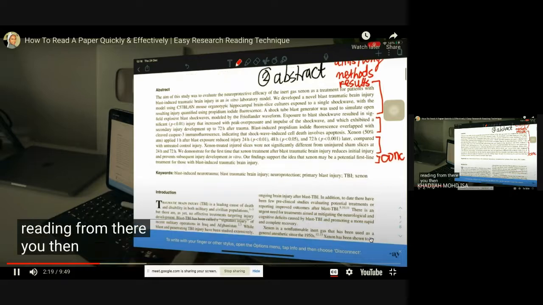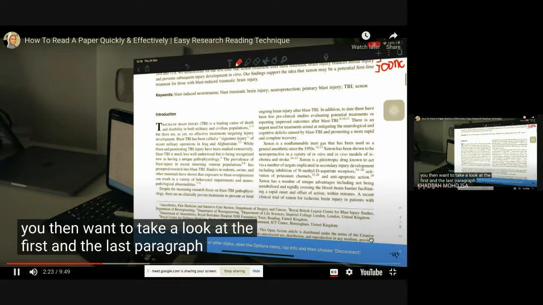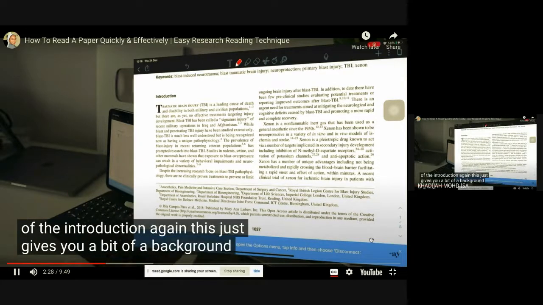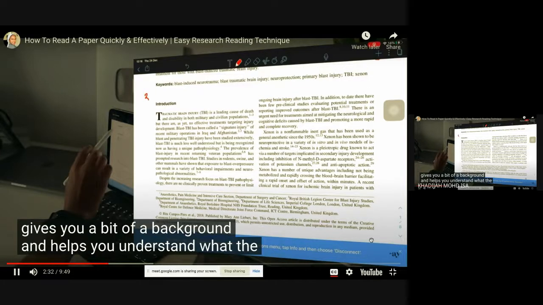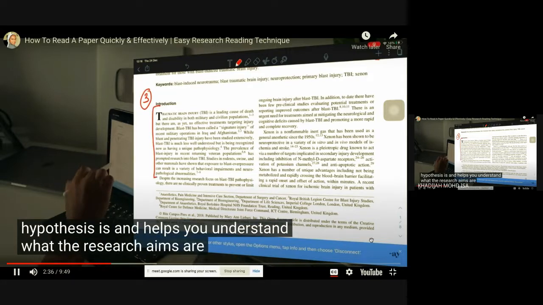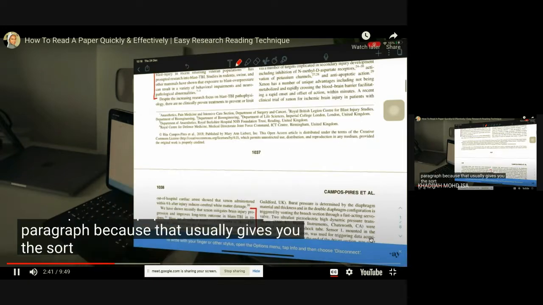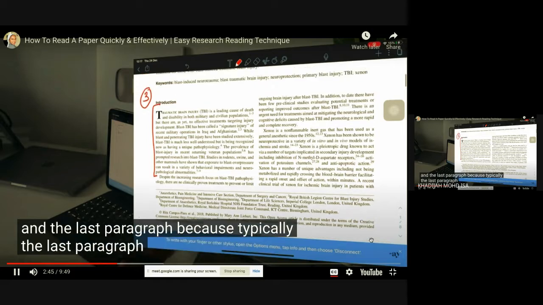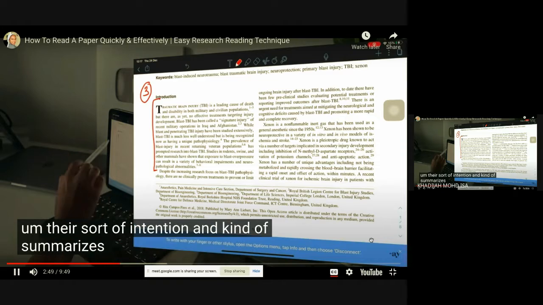You then want to take a look at the first and the last paragraph of the introduction. Again, this gives you a bit of background and helps you understand what the hypothesis is, and what the research aims are of this particular paper. The first paragraph, because that usually gives you the general background, and the last paragraph, because typically the last paragraph tells you their intention and summarizes what's to come.